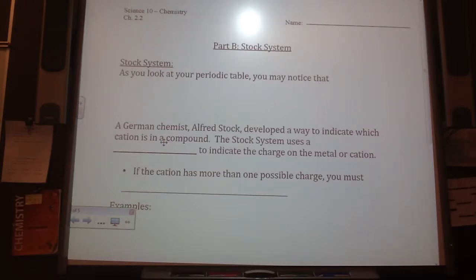Yes? Are we going to get calculators this year? Near the end, you will, when we start doing molarity, but not right now.